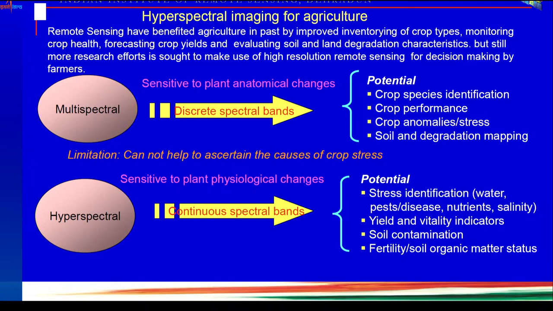As of now, we are not able to identify different kinds of stress. We can only tell that the plant is under stress. But if you ascertain the different kinds and causes of stress, then only can you apply the remedies, the measures of management action. For that you need to identify the stress, yield and vitality indicators, soil contamination, and soil organic carbon status, meaning carbon footprint, and so on. All of this you can do with hyperspectral remote sensing.